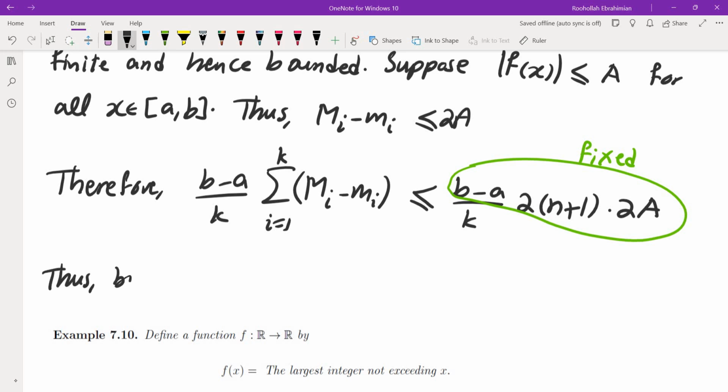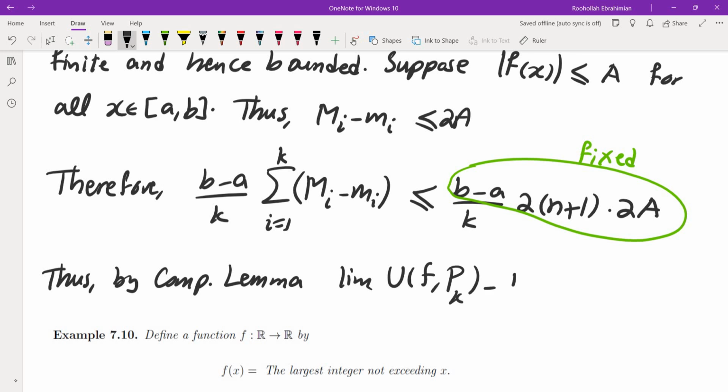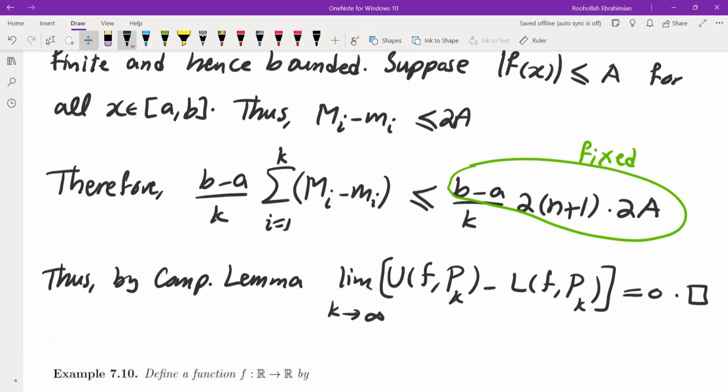Thus, by comparison lemma, the limit of upper minus lower is in fact 0. So that means pk, which was the regular sequence of regular partitions, is in fact an Archimedean sequence of partitions.